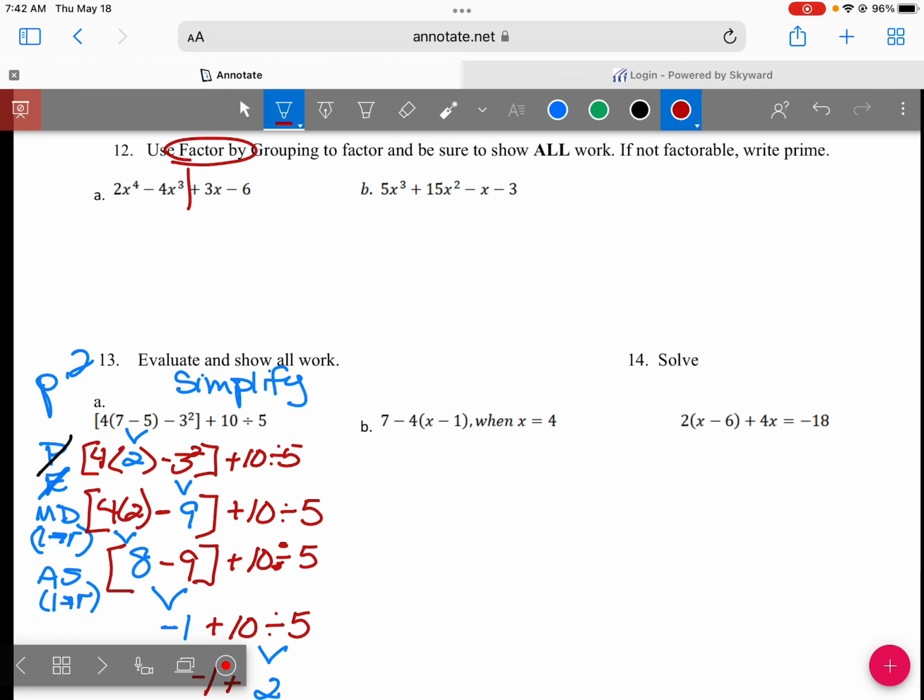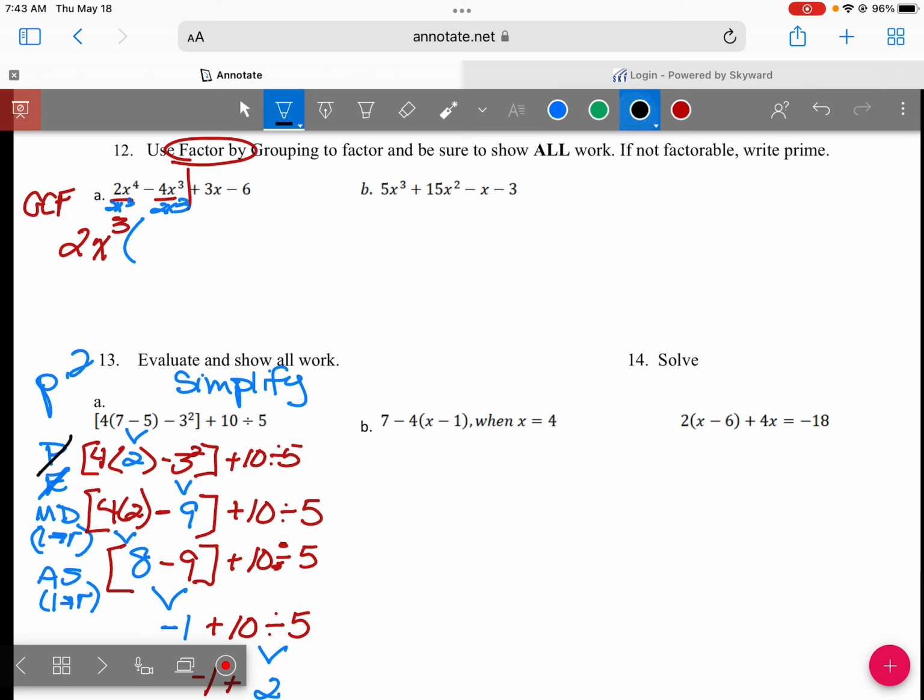So you separate it into two things, two separate halves. First two and then the last two. And then you're looking for your greatest common factor. So for the first two, for 2 and a 4, that's going to be 2. X to the 4th and x to the 3rd is going to be the smallest of those, which is x to the 3rd. That's my greatest common factor, which means that's what I'm dividing by here.